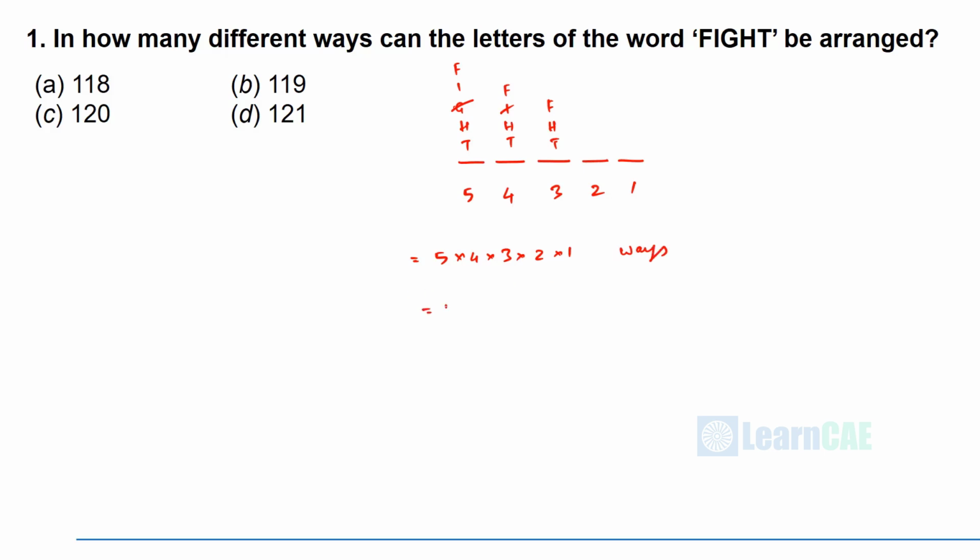This is nothing but 5 factorial ways, which is equal to 120. Therefore, the word fight can be arranged in 120 ways. The answer is option C. Here we have to make sure that no letters are repeating. If some letters are repeating, we have to follow a different method, which we will see in the next question.